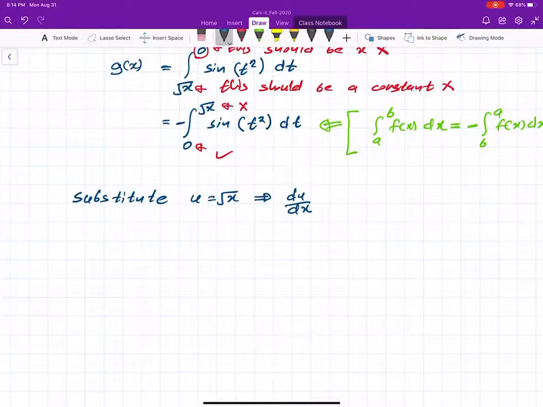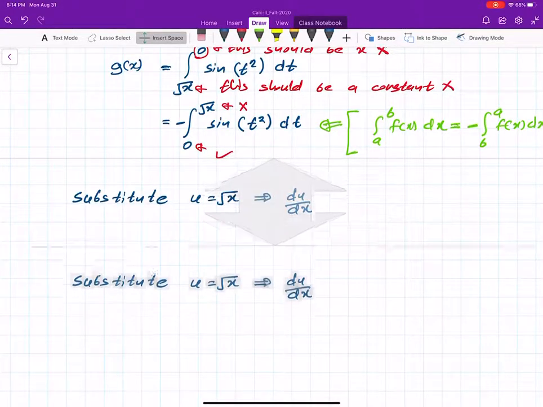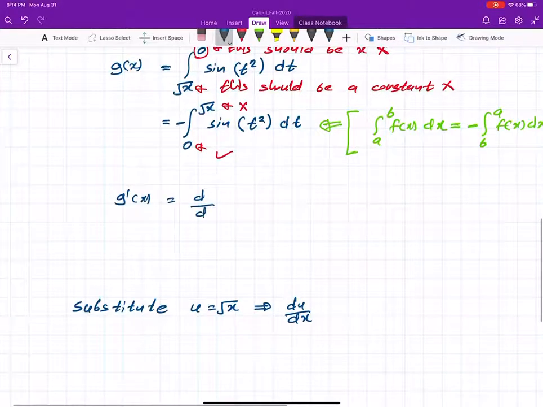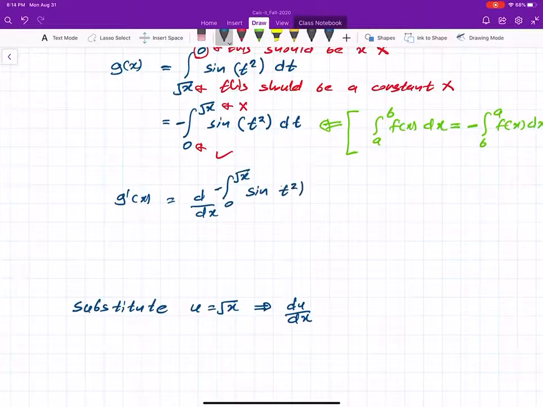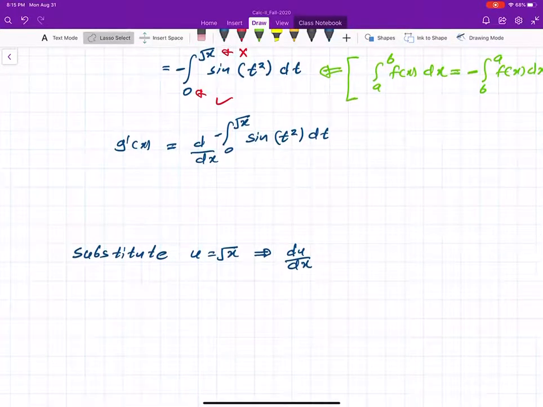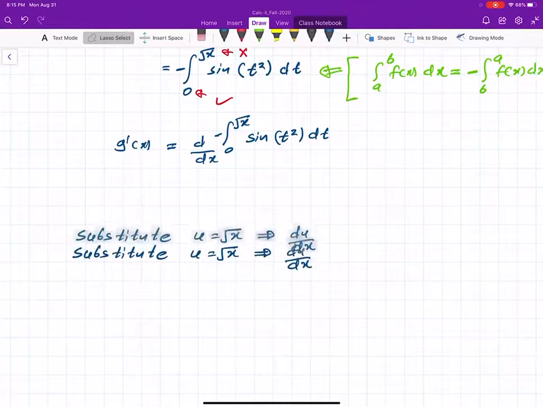Before introducing this, let me get some space here. In this problem, you have to find the derivative of g. Derivative of g means d over dx, integration from 0 to square root of x, sine t square dt. I forgot to write that step. All right, so you have that step here now. And let me push this a little bit up.